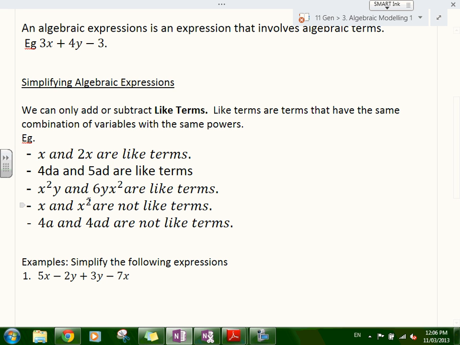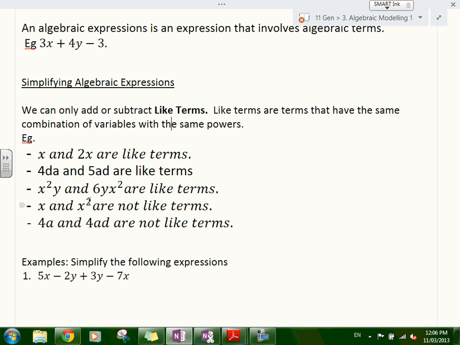Yeah, so excellent. So the definition is, okay, it has to be the same variable to the same power. Same combination of variables to the same power. Okay? So x and 2x are like terms because the x's are alike. 4ab and 5ab are like terms. The combination's the same. The order doesn't matter. x squared y and 6y x squared are like terms. Again, you've got x to the power of 2. You've got y just by itself, to the power of 1. And the order is different, but they're like terms.